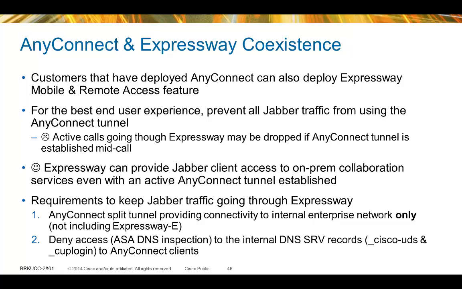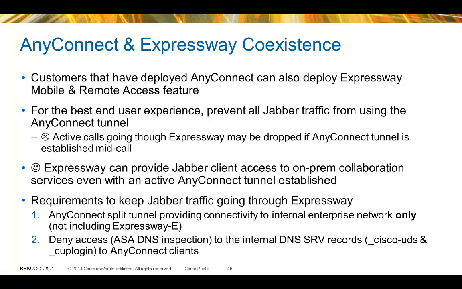He and his team are working on a Cisco Validated Design for BYOD, right? And it's all about Expressway plus AnyConnect, and some details at the bottom of the slide on how you do this on your ASA. The idea is, for the best end user experience, you may want to consider setting up split tunneling and denying some of the SRV requests through your AnyConnect tunnel, doing that with policy on the ASA, and keep all your Jabber traffic always going through Expressway.